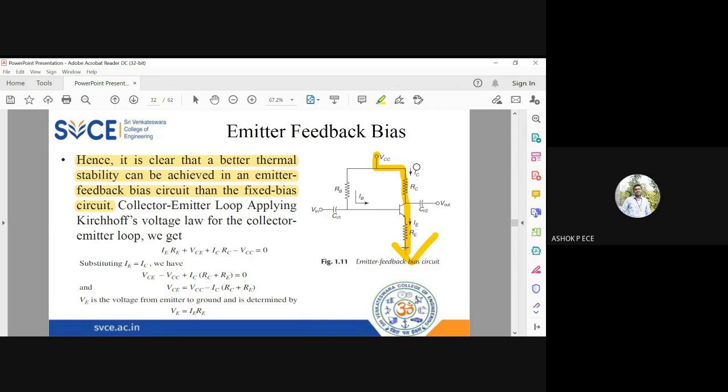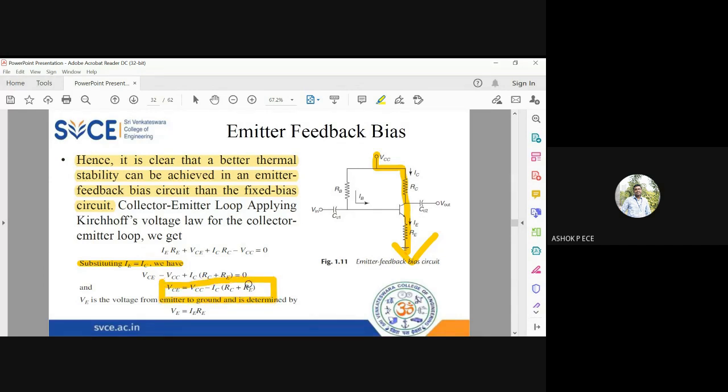You need not have the same current flowing through each resistance, just like in series resistances. Here in a transistor we have three different currents at three different terminals, right? So accordingly apply whichever current is flowing through whichever terminal. Here the emitter current and collector current will be approximately the same. If you assume that, you can write VCE equals VCC minus IC into (RE plus RC).